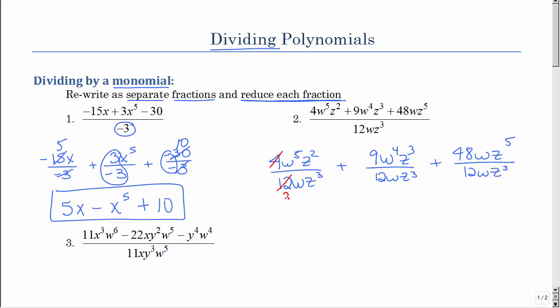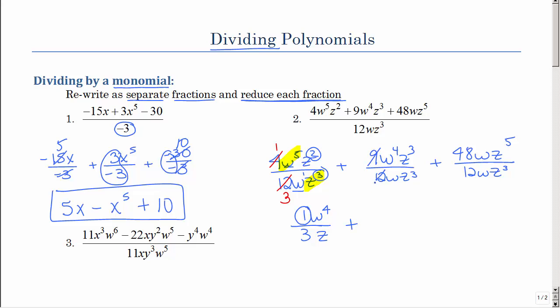So 4 goes into 12 3 times, and 4 goes into 4 1 time. So this first fraction we have 1/3. Now look at the w's. We have more w's on top, so we're going to keep the w on top and subtract the exponents. Remember that rule? 5 minus 1 is 4. Then look at the z's. More z's on the bottom, so we keep that on the bottom and subtract 3 minus 2, which is 1. So you could write the 1 or not. Same thing for that. You could write that 1 or not.